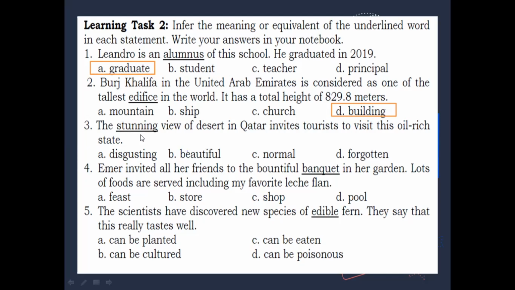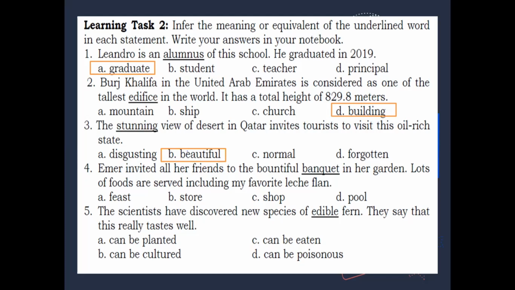Number 3. The stunning view of desert in Qatar invites tourists to visit this oil-rich state. Okay, stunning. Stunning is the underlined word. Stunning is A. Disgusting. B. Beautiful. C. Normal. Or D. Forgotten. The answer is beautiful.